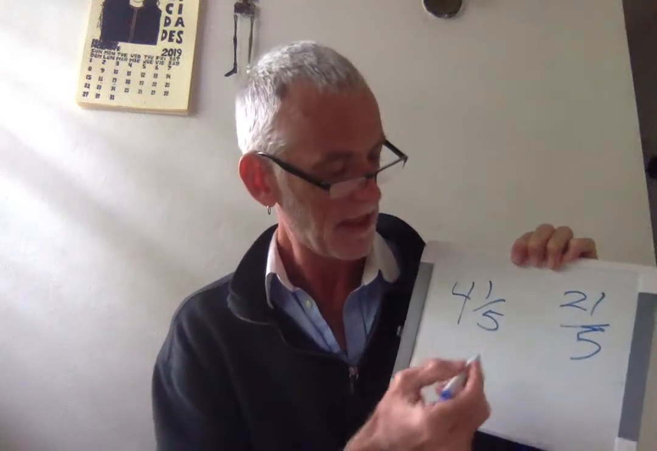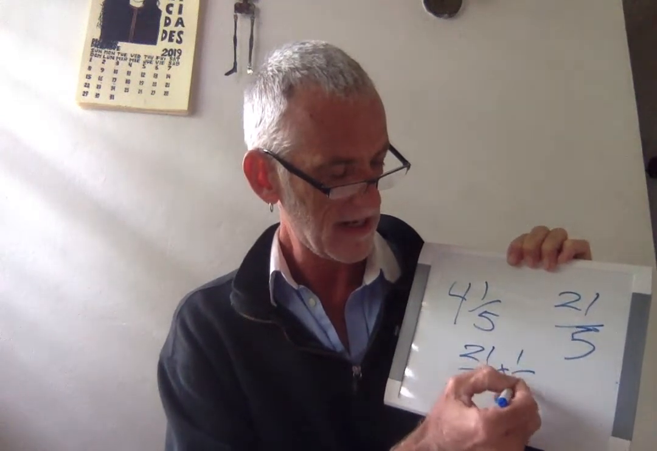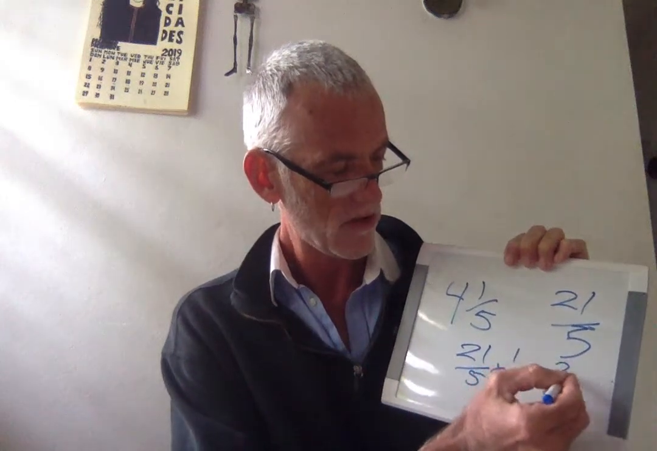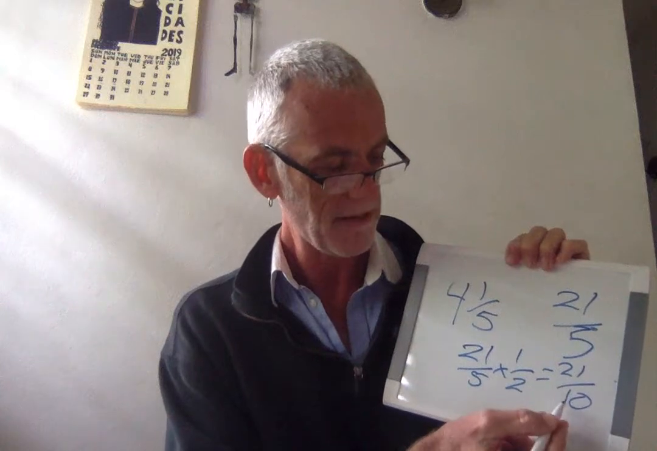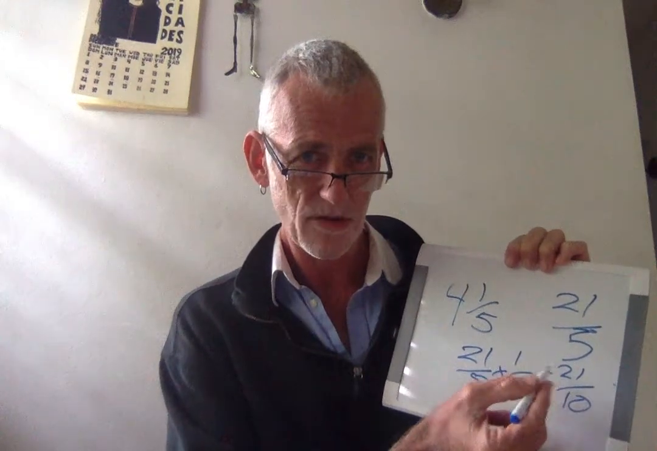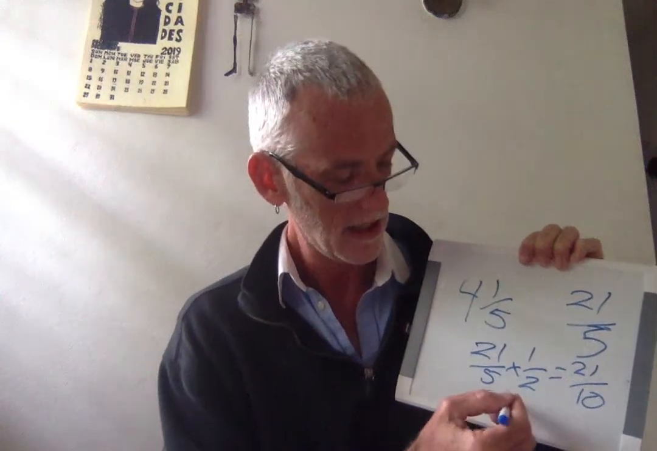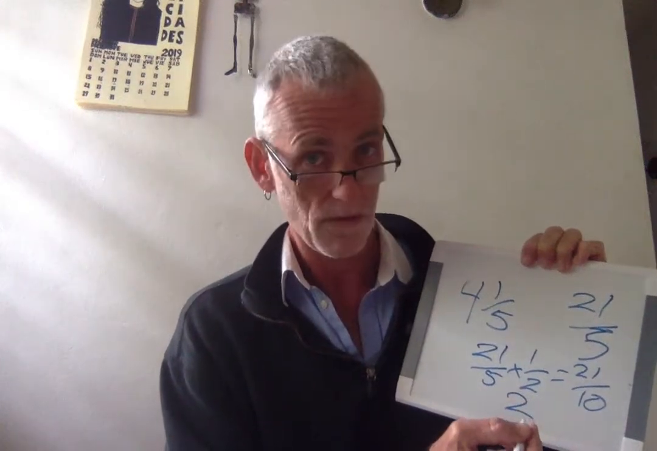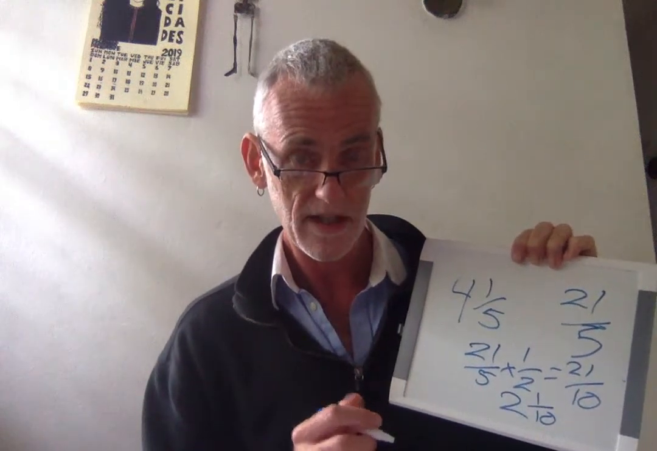And then you can multiply it by a half. 21/5 times 1/2 equals 21/10. How many times can you put a 10 into 21? 2. 2 times 10 is 20. How many left over? 1. The answer for that one is 2 1/10.